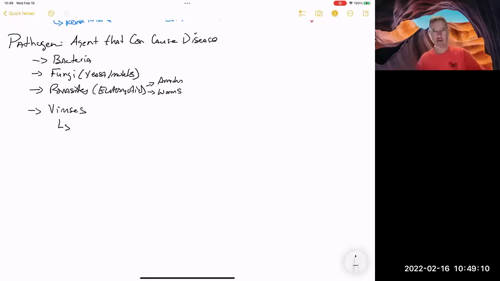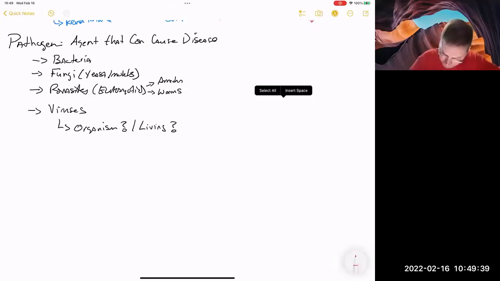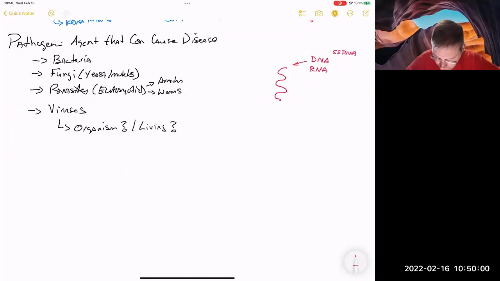So a virus, in many ways, is not really even an organism. Is it an organism? Is it living? Well, a virus doesn't do any metabolism. Remember when we talked about what cells do, and we said that cells are the fundamental unit of biology? Well, viruses don't do metabolism. So a virus is essentially some genetic material. It can either be a strand of DNA or a strand of RNA. If it's just a single strand, we call it single-stranded DNA, or it can be double-stranded DNA. Same thing with RNA: single-stranded RNA, double-stranded RNA.